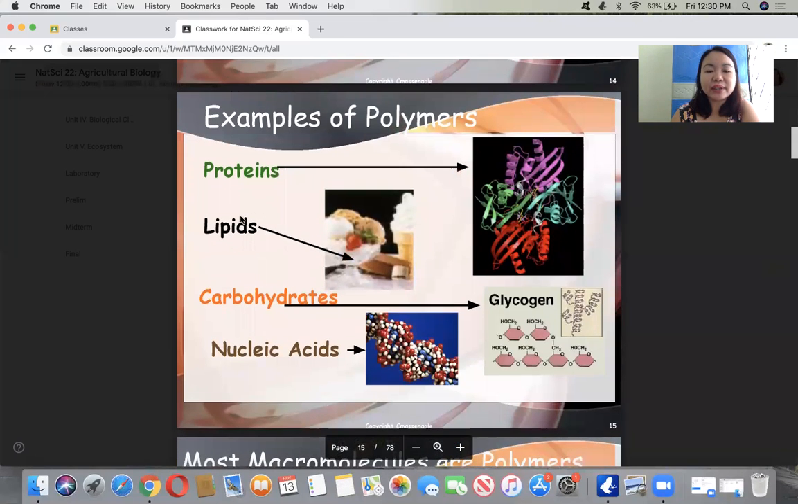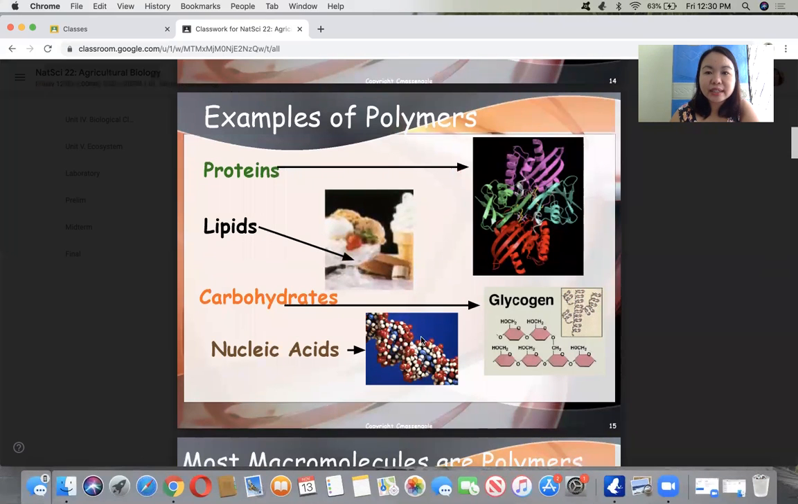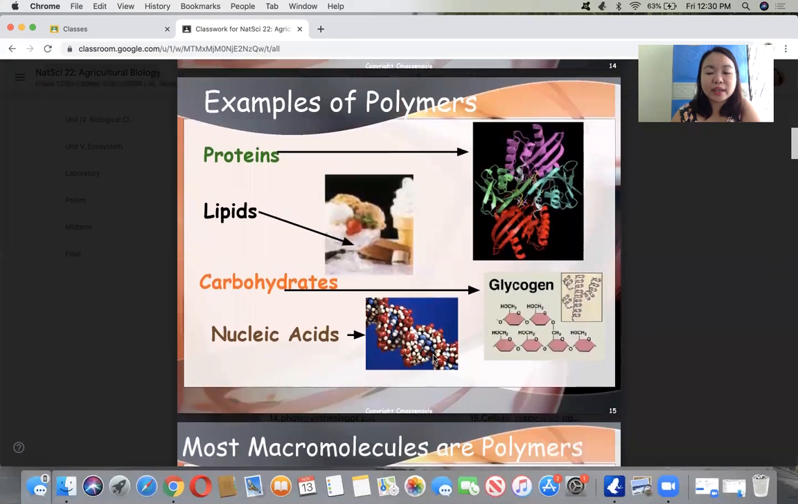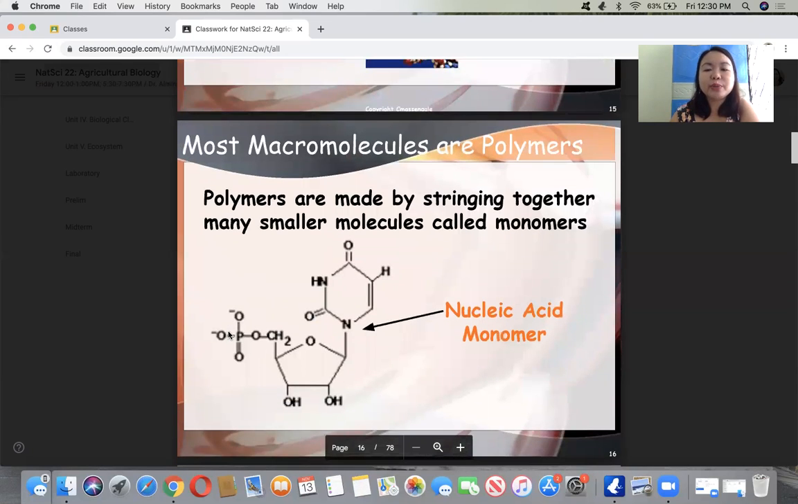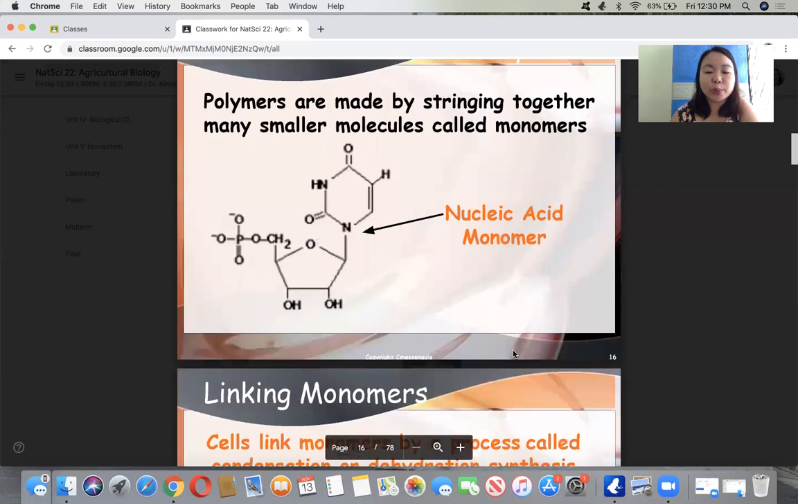The examples of this are the proteins, lipids, carbohydrates, and nucleic acids. The proteins look like this, and the lipids from fats, and carbohydrates from glycogen, and nucleic acids are the genetic or the DNA genes. So these are actually the examples of the common polymers. And most macromolecules are polymers. Polymers are made by stringing together many smaller molecules called monomers, such as the nucleic acid monomer.